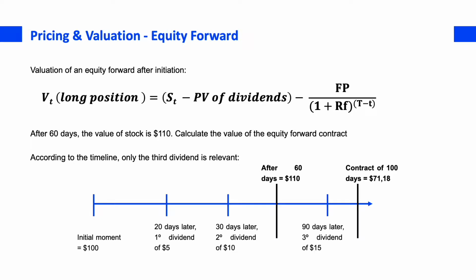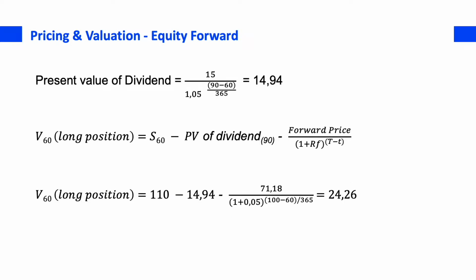So 60 days later, the value of the stock is $110. The risk-free rate is still 5% with a flat yield curve. And as we said, there's one dividend left. It's due in 30 days and it is $15. So if you take your $15 and discount it by 5% for 30 days, we get $14.94. That is the present value of the single dividend that's left before maturity.